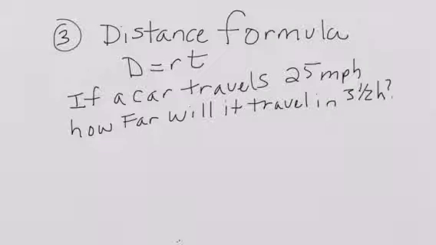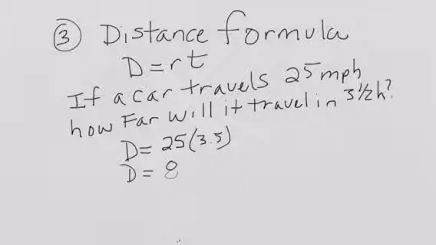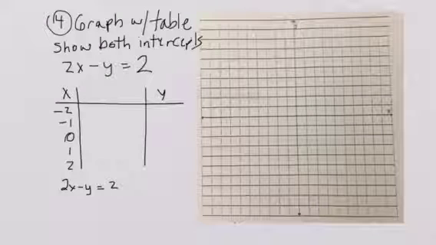Distance formula. Distance formula is d is equal to r times t. D is the distance, r is the rate or speed, t is the time. If a car travels 25 miles per hour, how far will it travel in 3.5 hours? So what we're looking for is distance. Our rate is 25, and our time is 3.5. We're going to go ahead and multiply. So our distance is going to be 87.5 miles.